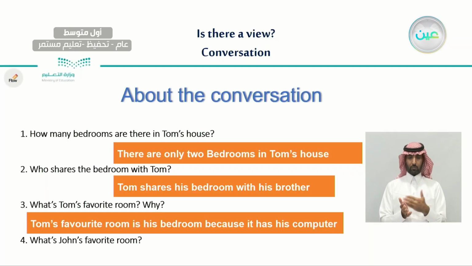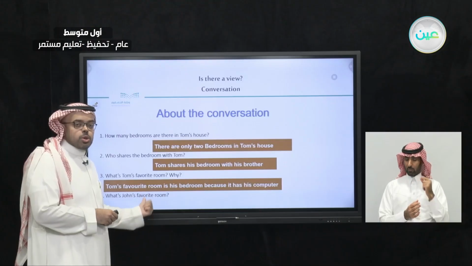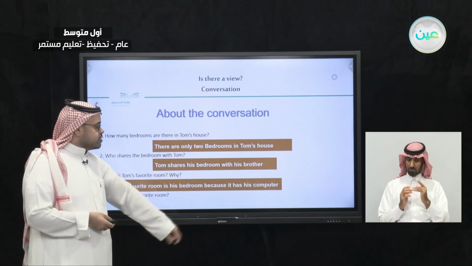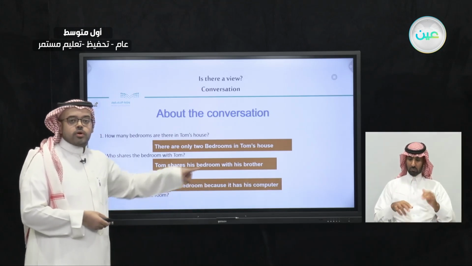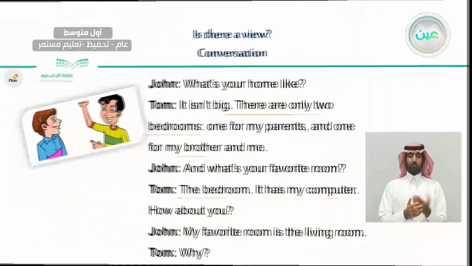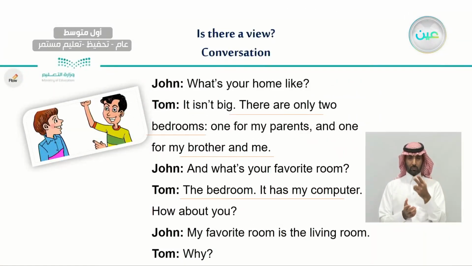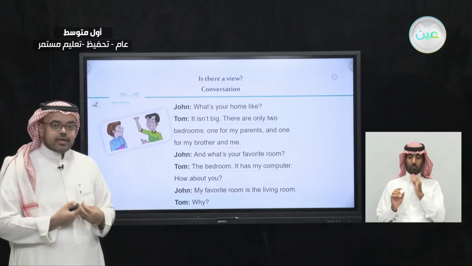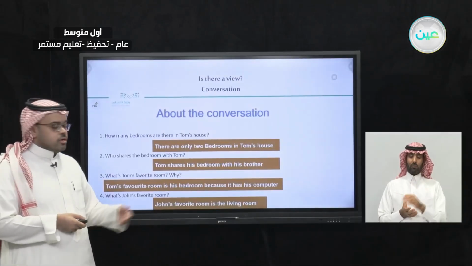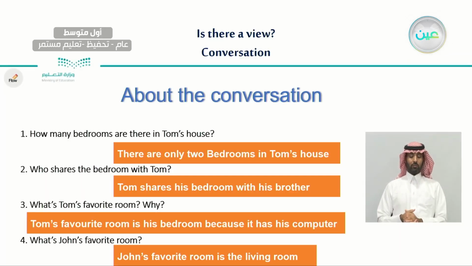Now, number 4, the last one. What is John's favorite room? So now we learn that Tom's favorite room is the bedroom because it has a computer. What about John? What did John say? Let's go back to the conversation and see what John said. John said, my favorite room is the living room. This will be the answer of question number 4.